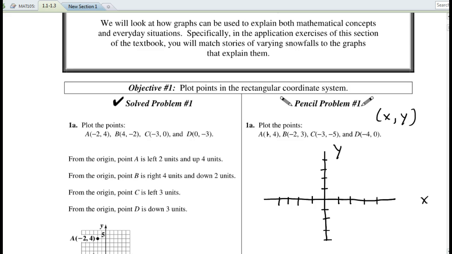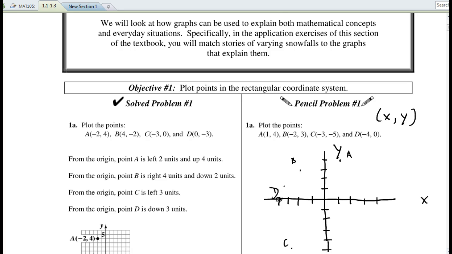So if we want to plot 1, 4, we go 1 in the x direction, 4 in the y direction, and we find our point right here. So let's label that A. B, we have negative 2, 2 steps to the left, and positive 3, 3 steps up. So that's B. C, we have negative 3, negative 5. I didn't quite come down far enough, so let's make another point, negative 3, negative 5. We have point C. And D, negative 4, 0. It's this point right here, so that's D.